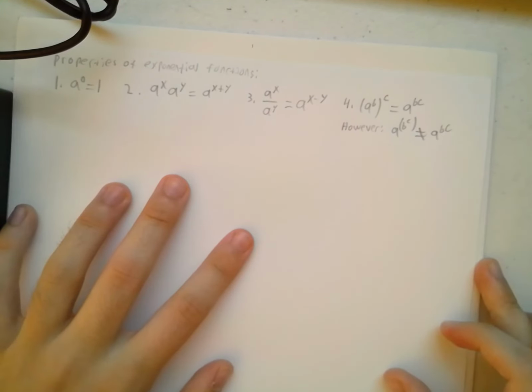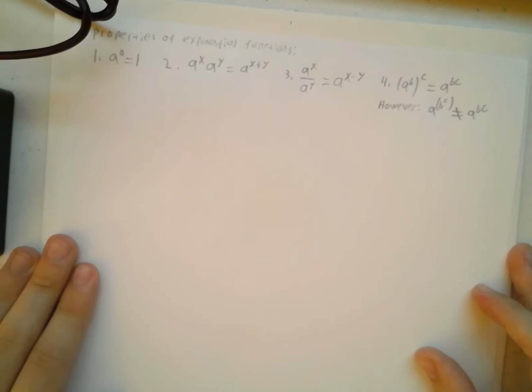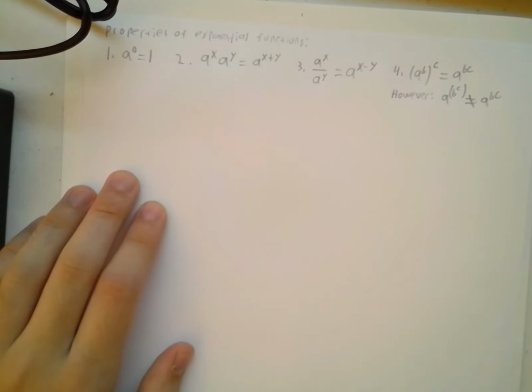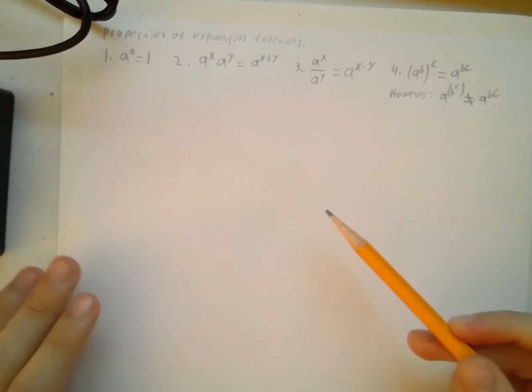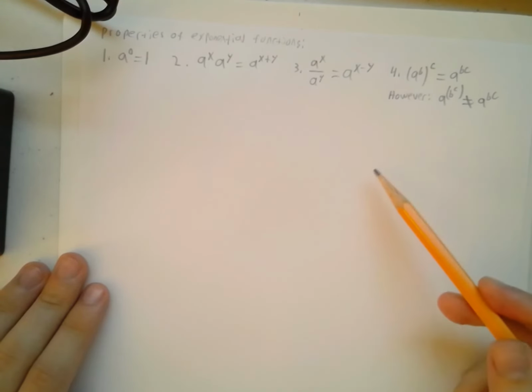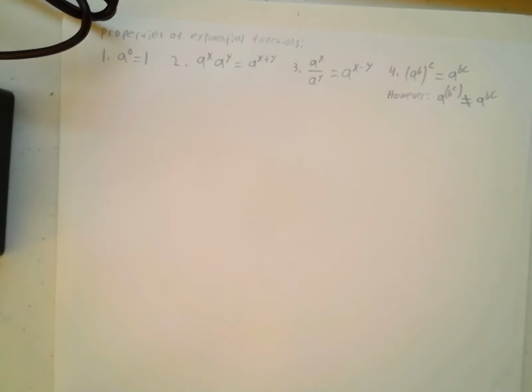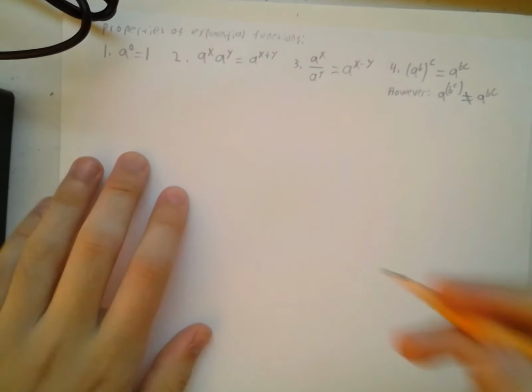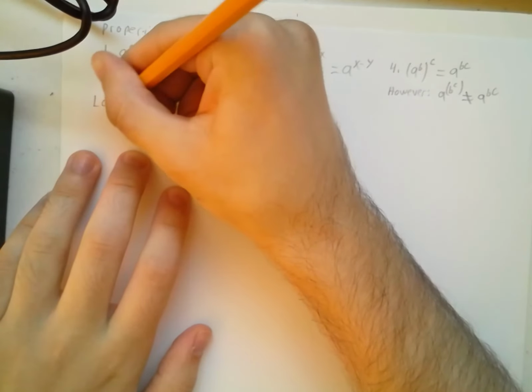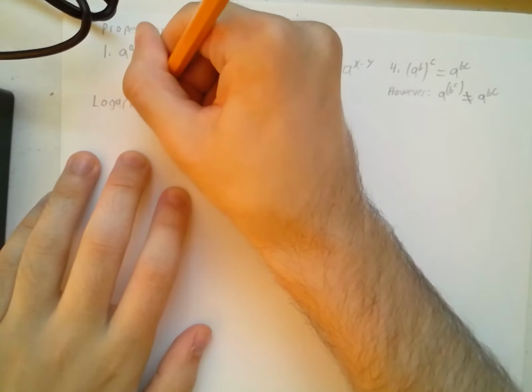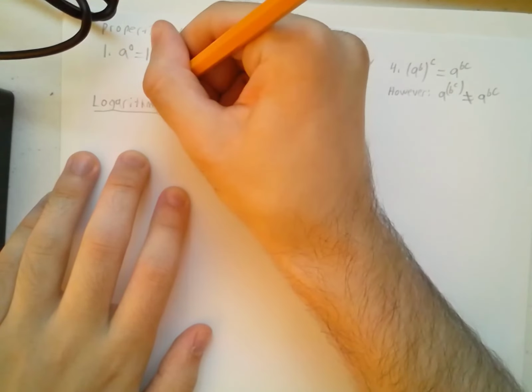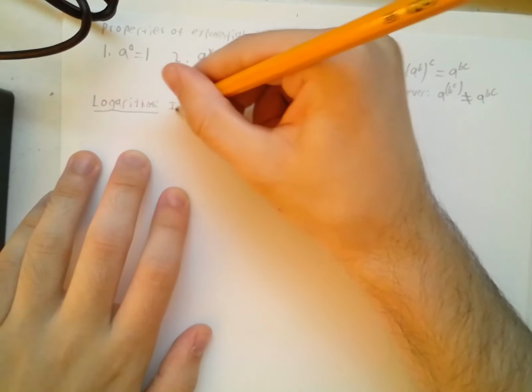All right, so then we might ask, okay, we now know about exponential functions, and we know how to find inverse functions, so can we find an inverse to the exponential function? And this leads to what are known as logarithms. So these are the inverses of exponential functions.